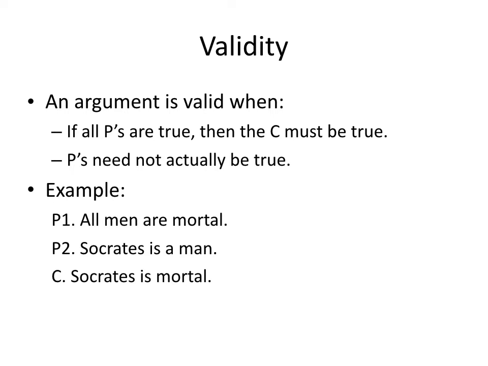If we were to find that actually not all men are mortal, that some men are immortal, and there have been perhaps some examples of that throughout history, so if we were to find that the first premise was not true, this is still a valid argument because it's still true that if P1 and P2 are true, then the conclusion must also be true.